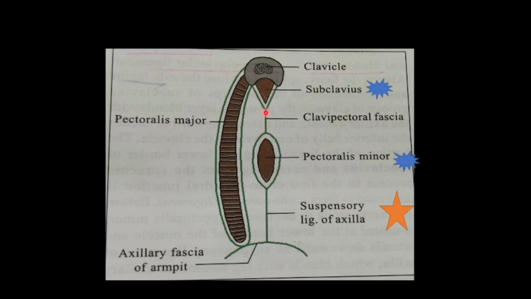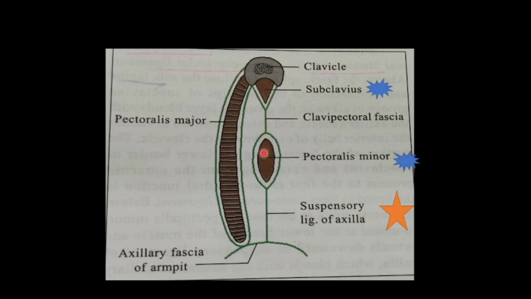So what is the extent of the clavipectoral fascia? The vertical extent: superiorly it splits to enclose the subclavius muscle, and these two layers are attached to the inferior surface of the clavicle at the lips of the subclavian groove. These two layers unite to form the clavipectoral fascia, a strong sheet of fascia, which also encloses the pectoralis minor muscle. After enclosing the pectoralis minor muscle, it becomes the suspensory ligament of the axilla, which is continuous with the axillary fascia. So the clavipectoral fascia encloses two muscles, the subclavius and the pectoralis minor.